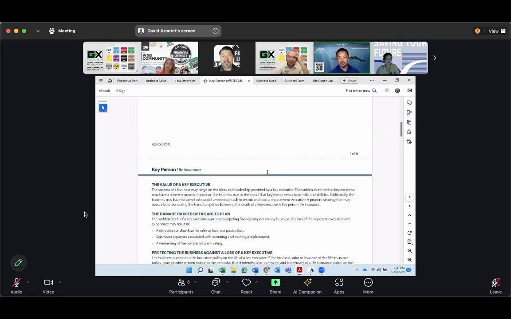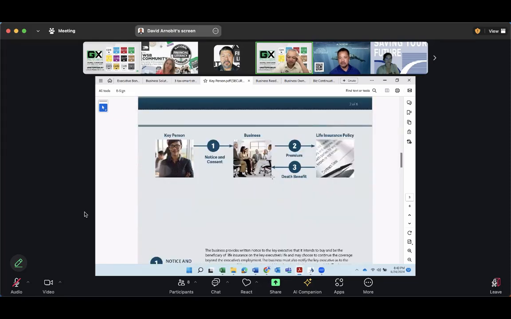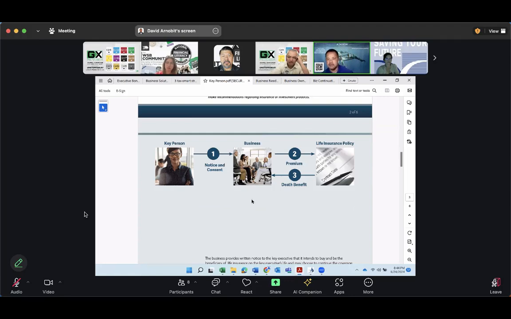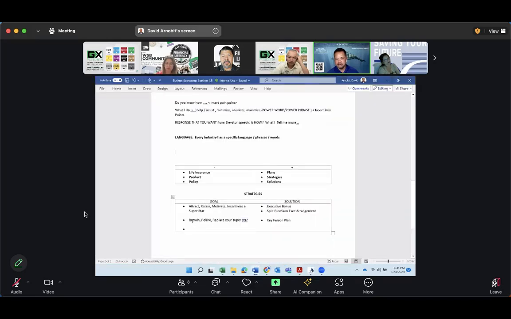What I want everybody else to get out of this is that there is a way to help protect the business in the event that something happens to the key person. This is all about succession planning. This is all about thinking about those next steps in case something happens. It makes sense to have both an executive bonus, for example, as well as a key person plan, like we were talking about.